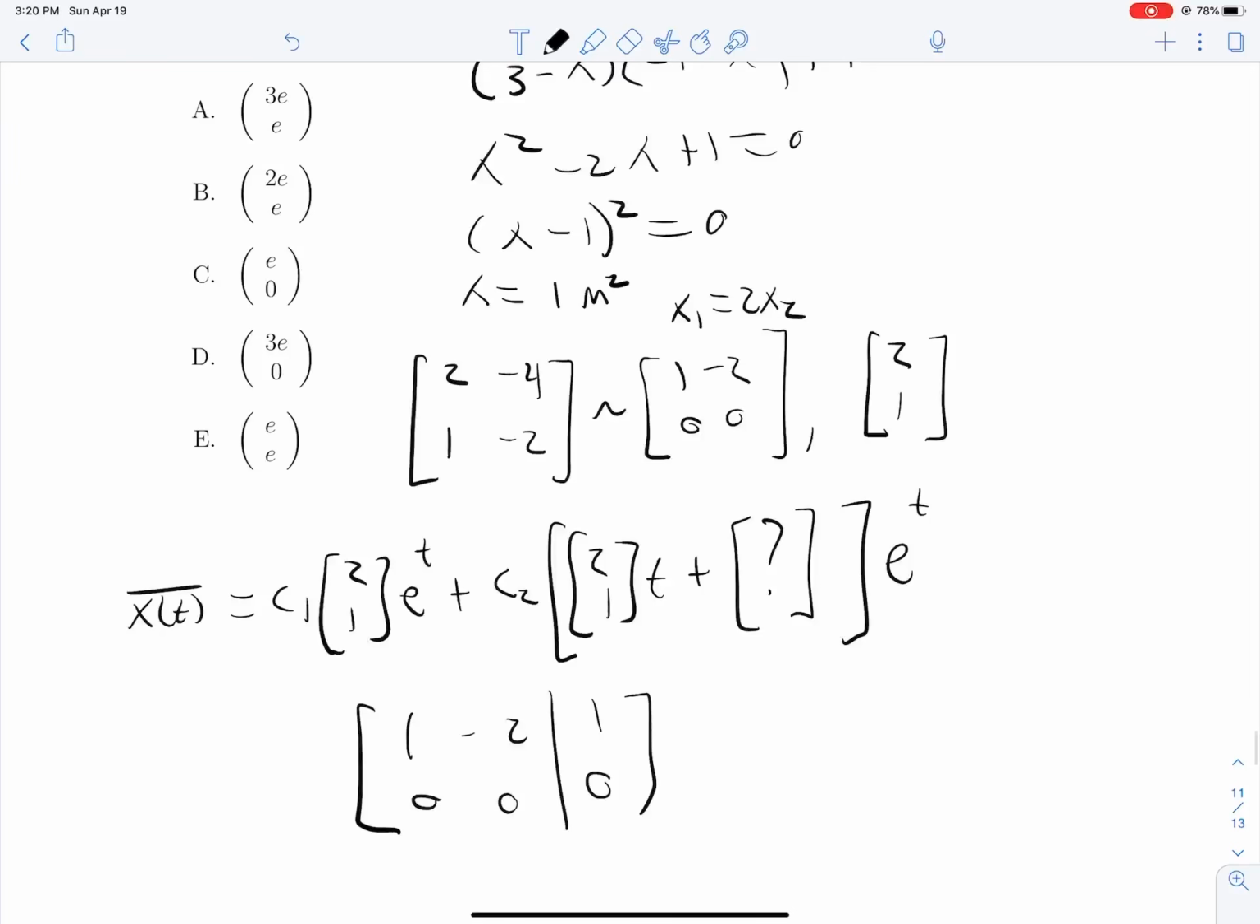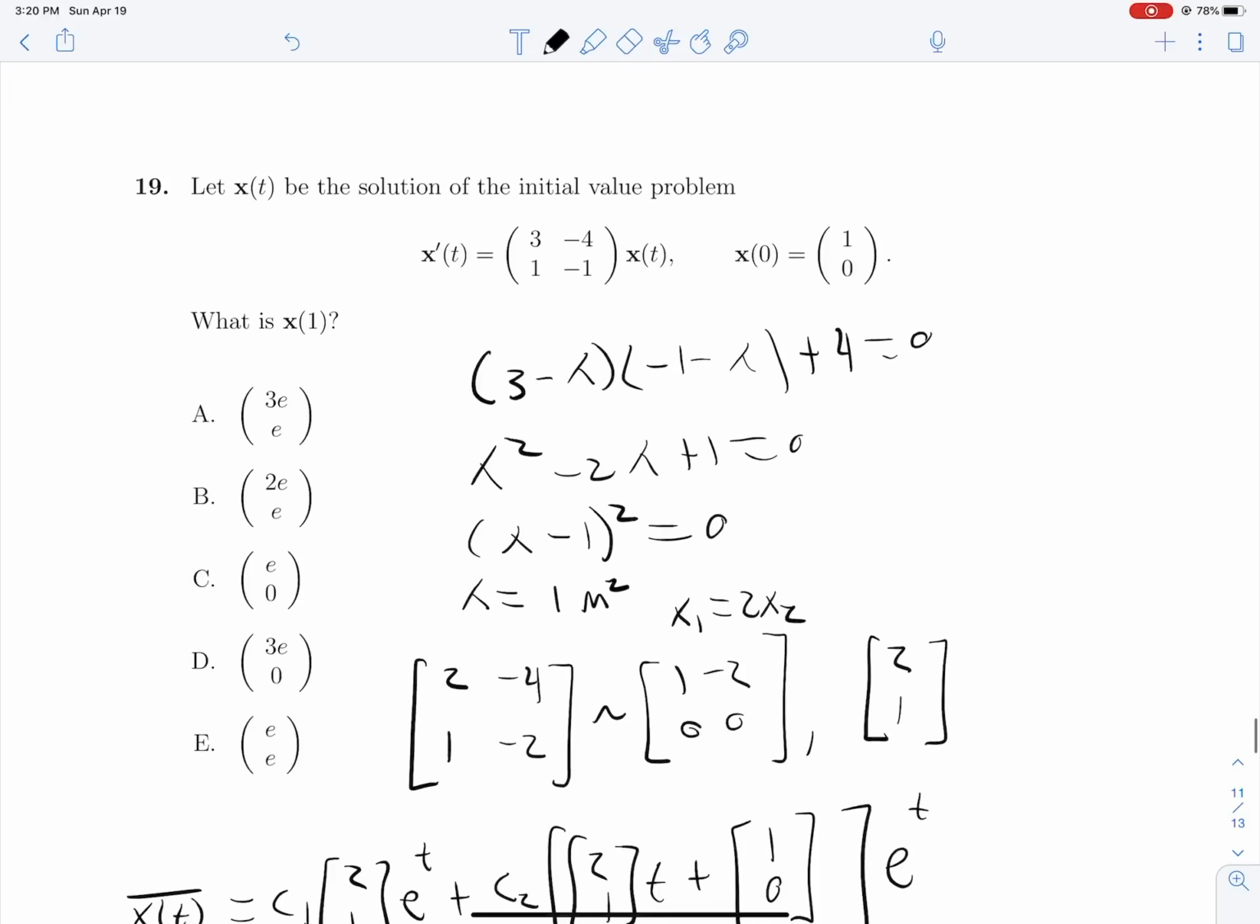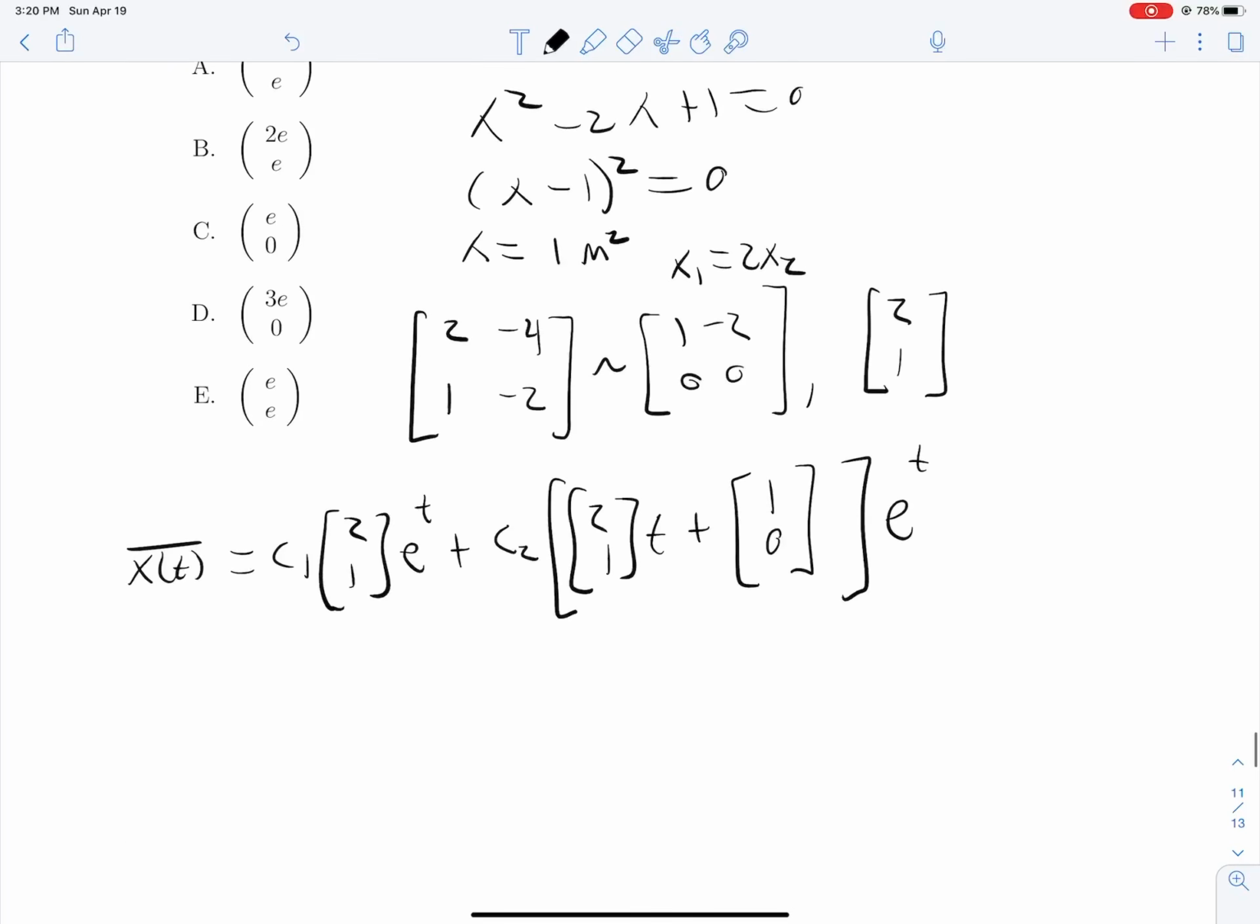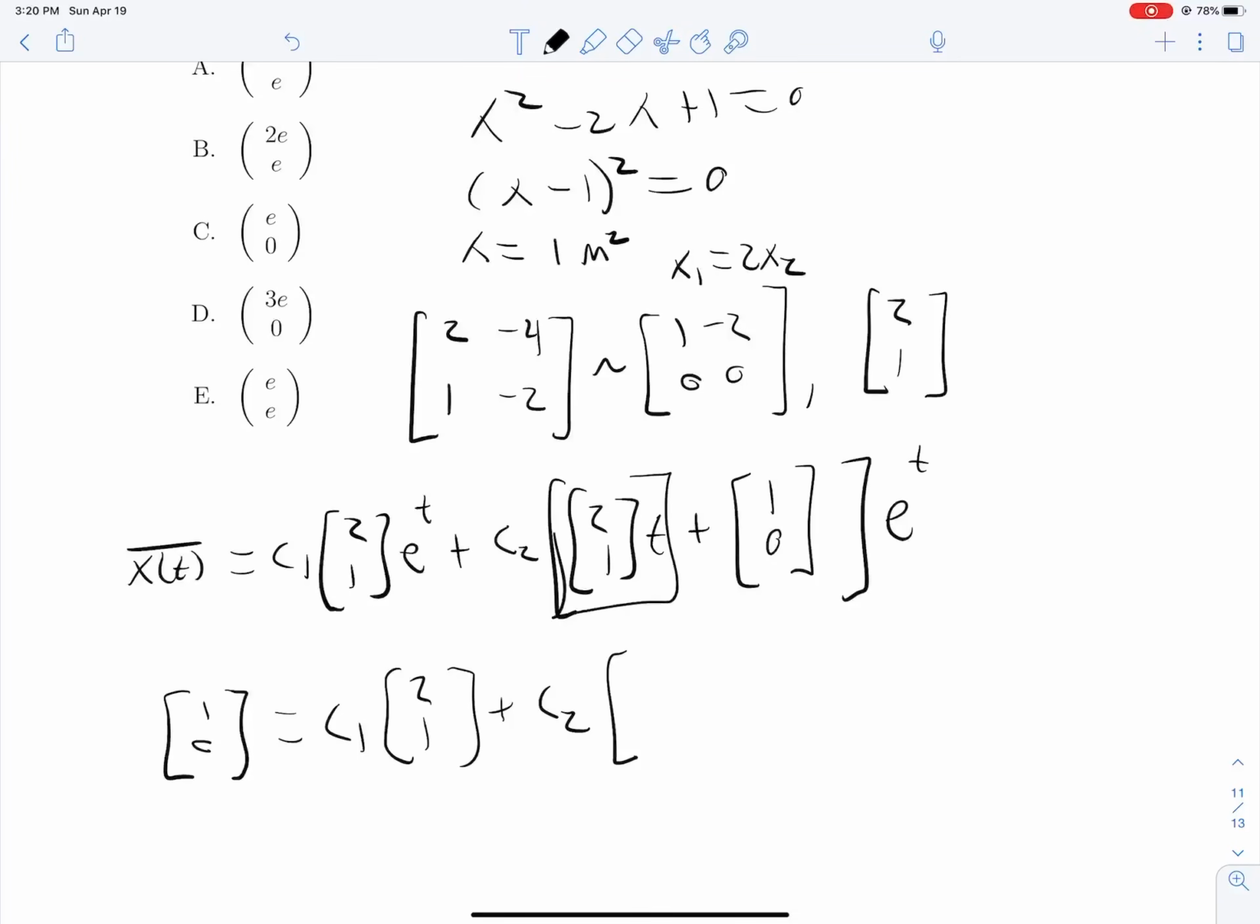And what we're doing now is looking and noticing that these 4 terms, our 4 entries on the left, are the same as the 4 terms that we used to end up solving for our first eigenvector. And as long as this is true, we can just take the right-hand side here to be our generalized eigenvector, like so. Solving for c1 and c2 involves plugging in x at 0 is equal to 1, 0. So 1, 0 is equal to c1 times 2, 1 plus c2 times, well, this term will go to 0, and we're just left with 1, 0.